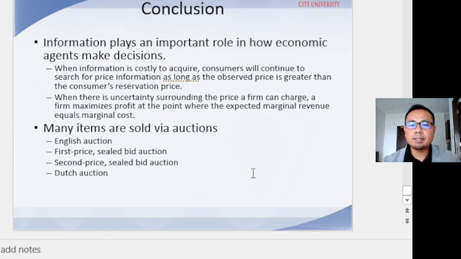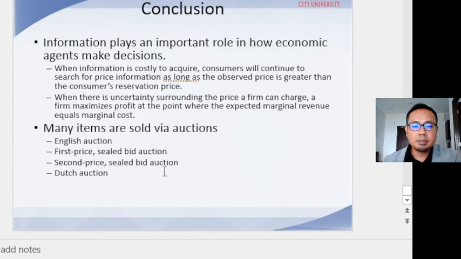So in conclusion for this chapter, information plays an important role in how economic agents make decisions. When information is costly to acquire, a consumer will continue to search for price information as long as the observed price is greater than the consumer's reservation price. That's what we explained in the earlier slide. When there is uncertainty surrounding the price, a firm maximizes profit at the point where the expected marginal revenue equals marginal cost.